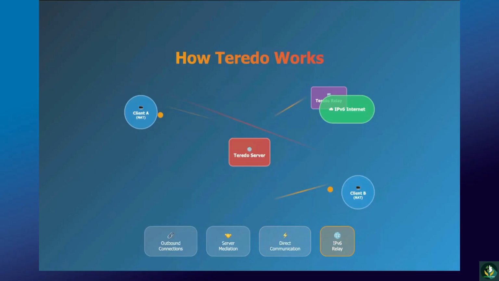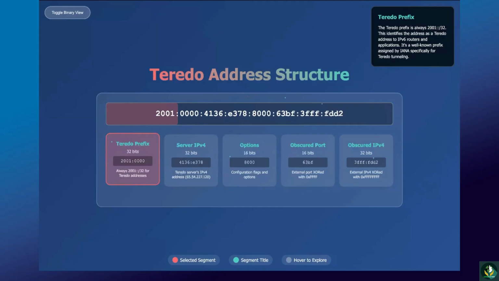Second step, direct communication. Once the connection is established through the Teredo server, further communication occurs directly between the two Teredo clients. And third, Teredo relay. Teredo can also facilitate communication with IPv6-only hosts on the IPv6 internet by using a Teredo relay, which forwards packets between Teredo clients and the IPv6 internet. Now, Windows operating systems default to using the Microsoft-provided Teredo server, which is at teredo.ipv6.microsoft.com.